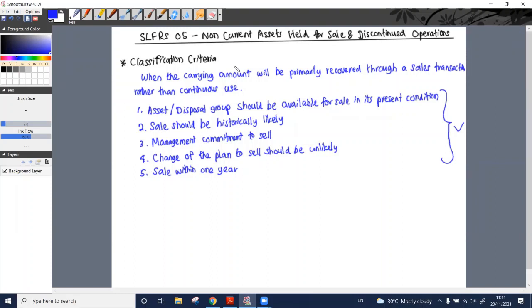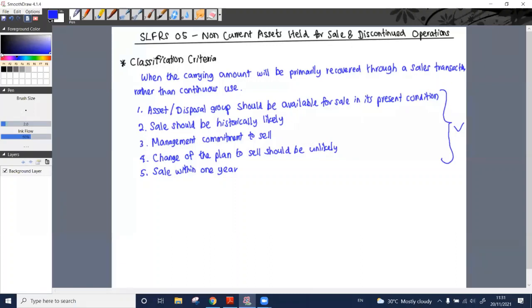The last one, sale within 1 year. The sale should be possible within 1 year. We decided we are going to sell this, and this machine should be sold within a year. The sales transaction should occur within 1 year. Right. Then if a particular non-current asset satisfies all these 5 conditions, then we can recognize it in our financial statements as a non-current asset held for sale.